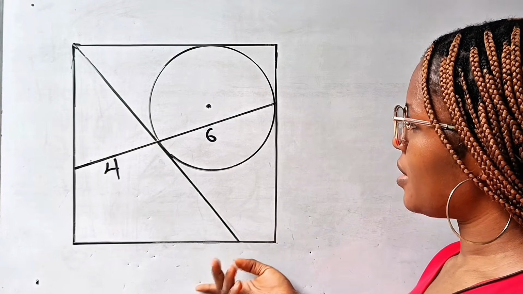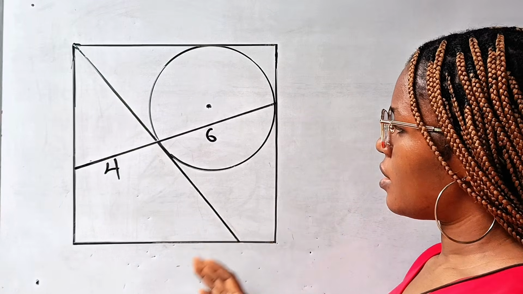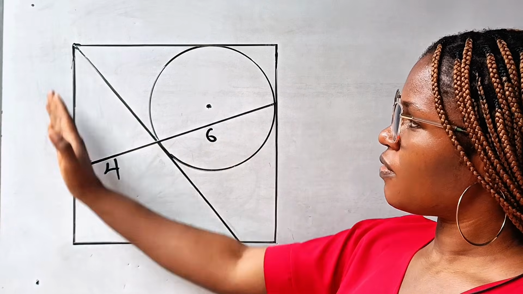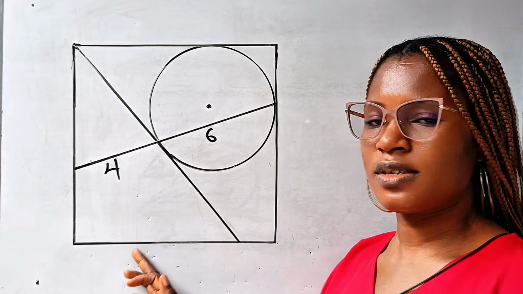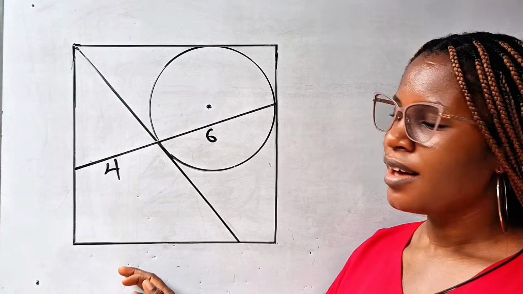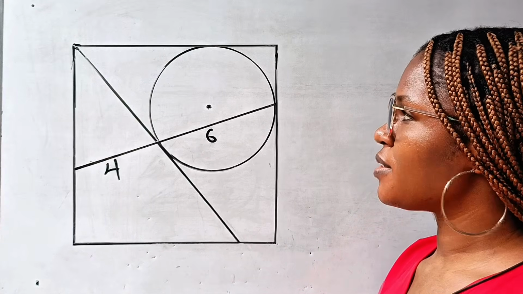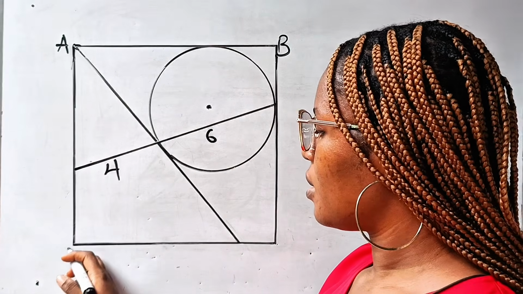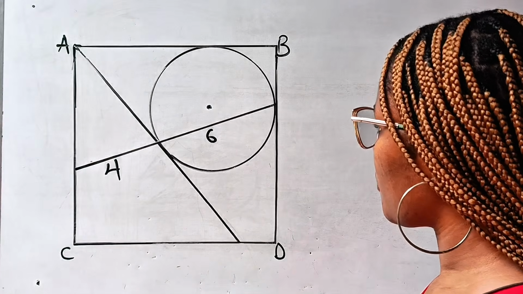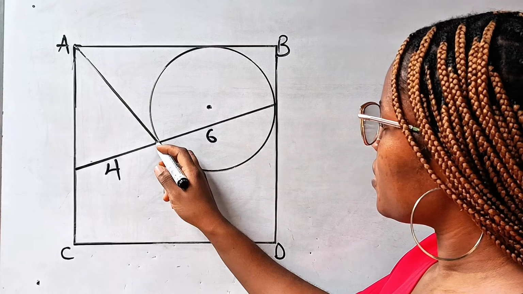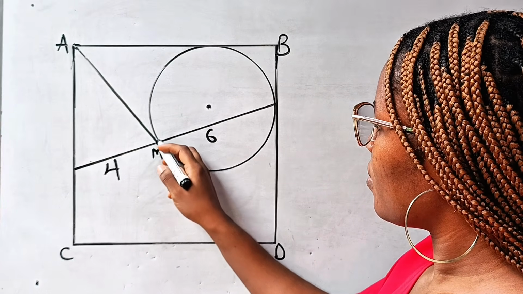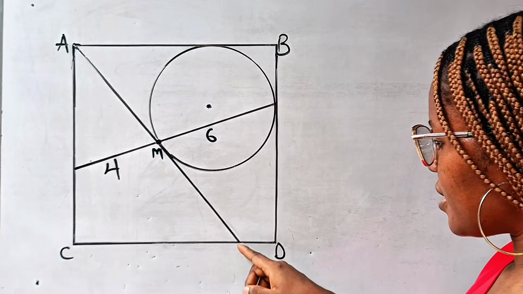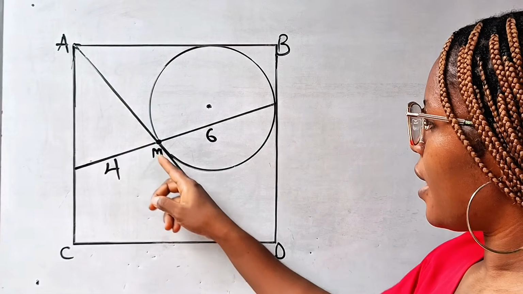This is not drawn to scale. We are told that from here to here is 4, from here to here is 6, and we are expected to find the area of this square. Please, this is meant to be a square. So we are asked to find the area of this square. Let's name the points A, B, C, D. The point of contact, let's call it M. First things first, let's extend this line AM.